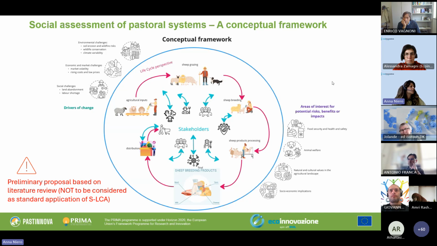So this is a proposal for the conceptual framework that we are considering for the methodological development of a social assessment of pastoral systems. But of course, we will have the chance to further discuss these aspects also according to your perspectives.